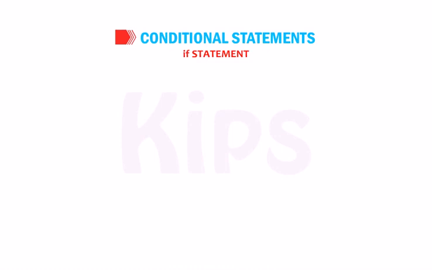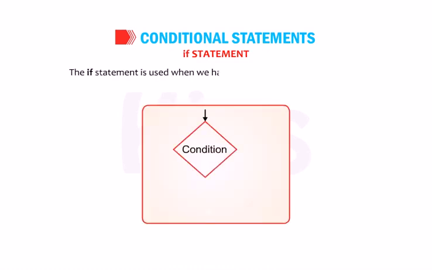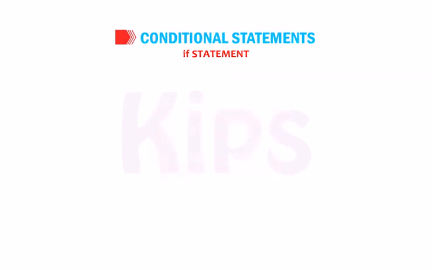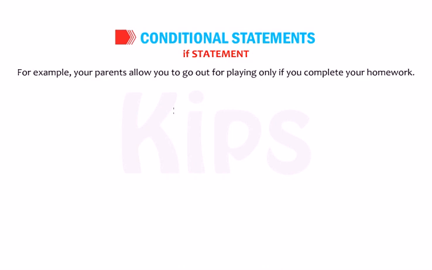If statement. The if statement is used when we have to evaluate only one condition. It performs a course of action if the condition evaluates to true. Otherwise, it skips the statements if the condition evaluates to false. For example, your parents allow you to go out for playing only if you complete your homework. Syntax: if condition, Statement 1, Statement 2.